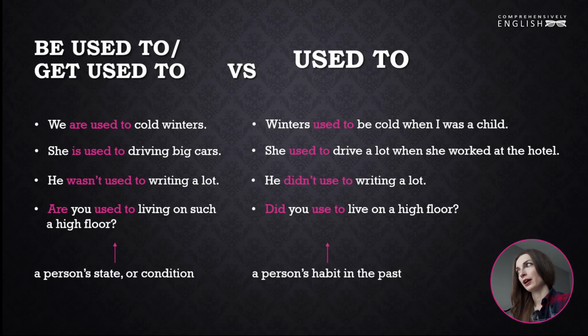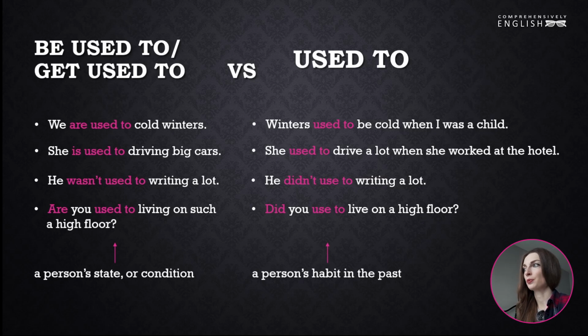On the left, we are used to cold winters. We are okay with cold winters now. So we got accustomed. On the right, winters used to be cold when I was a child. In the past, winters were cold. Now they are not. She is used to big cars.